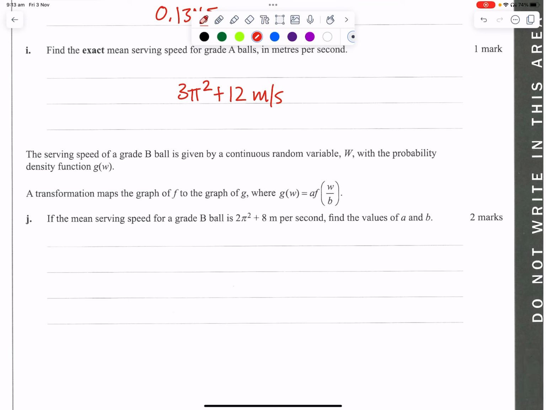The serving speed, we nearly finished this one, of grade B balls is given by the continuous random variable W with the probability density function G of W, a transformation that maps F to the graph of G, where G of W is A times F of W on B. If the mean serving speed for a grade B ball is 2 pi squared plus 8 meters per second, find the values of A and B.